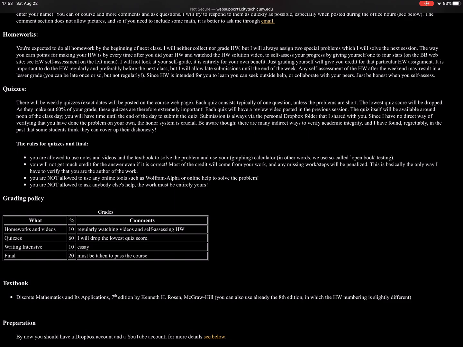Let's read what the next thing says. You are not allowed to use any online tools, such as Wolfram Alpha or online help to solve the problem. You are not allowed to ask anybody else's help. Your work must be entirely yours. This is kind of obvious, right? But it's just the things that you are allowed and the things you're not allowed. This is during a quiz.